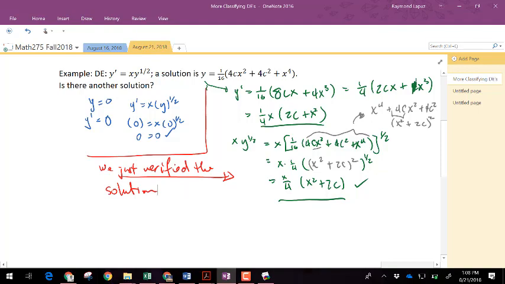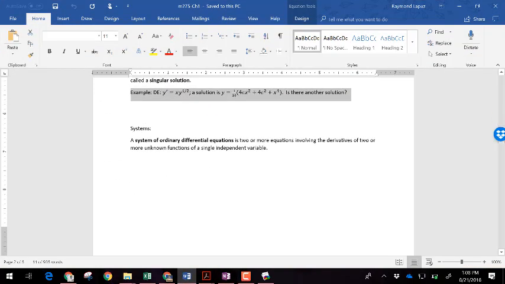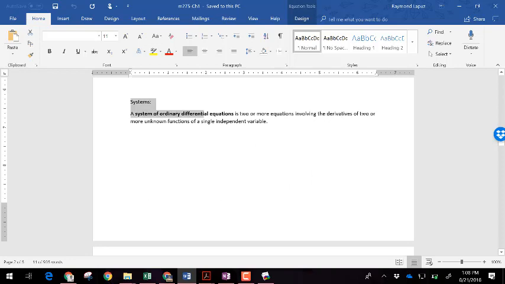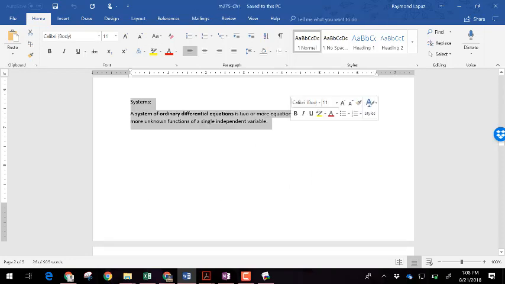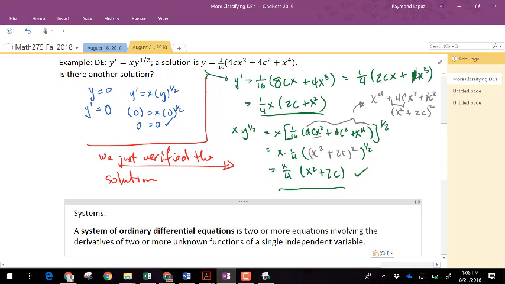All right, let's move on. I don't know if we'll get to too much of this, but a system of differential equations is a list of two or more differential equations with, well, two or more functions that you're trying to solve for.